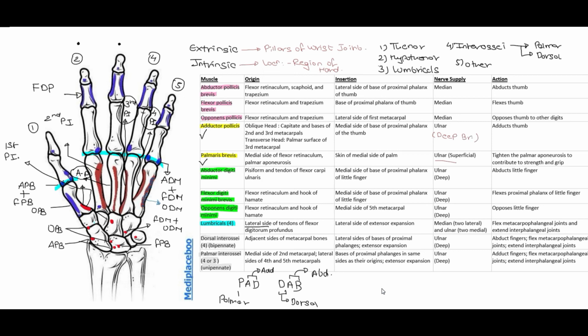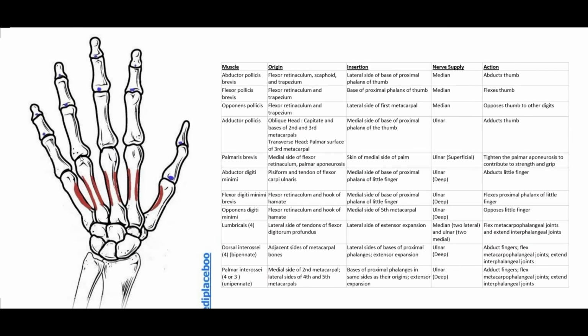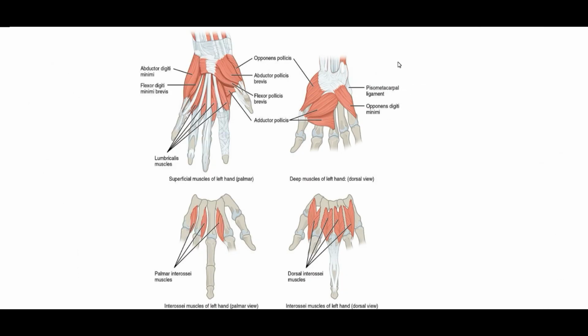Now let us move towards the dorsal aspect of the hand. On the dorsal aspect of the hand, we have the main origination points of the dorsal interossei muscles, and as we have discussed earlier, we have the insertion for the lumbricals, and here we have the dorsal interossei. Now here we can take a look at the illustration which represents all the muscles of the hand.